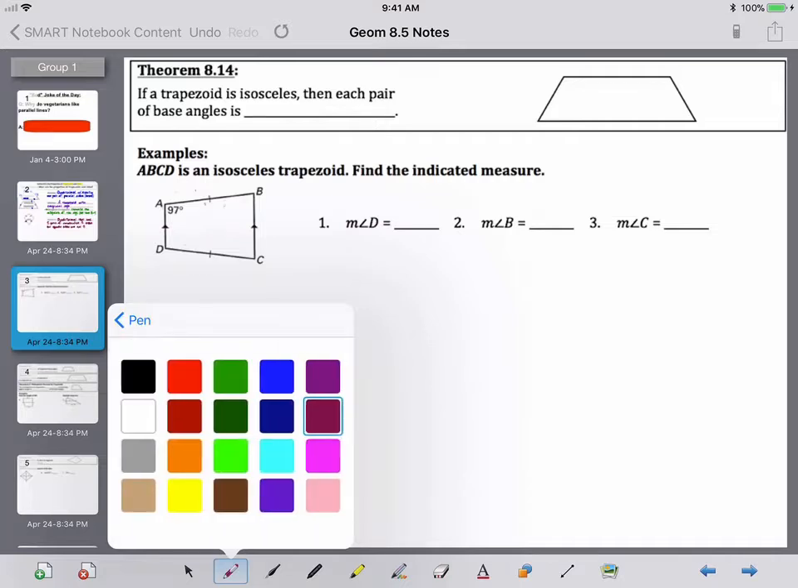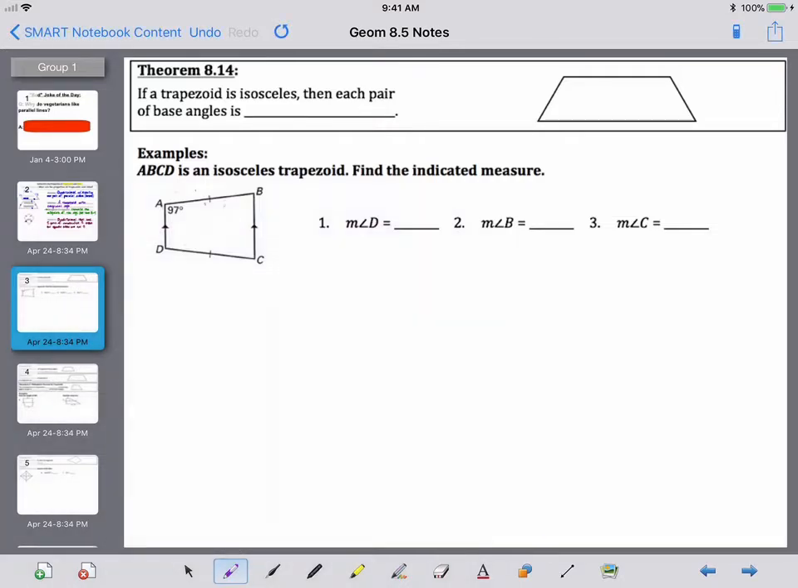Okay, so in Theorem 8.14, we have if a trapezoid is isosceles, then each pair of base angles is congruent. So in this picture here, if this is an isosceles trapezoid, it turns out that these two angles and these two angles are the same measure, so I could call this y degrees and y degrees. And these two obtuse angles are also congruent. So this is x degrees, and this is also x degrees. Let's use that in an example.